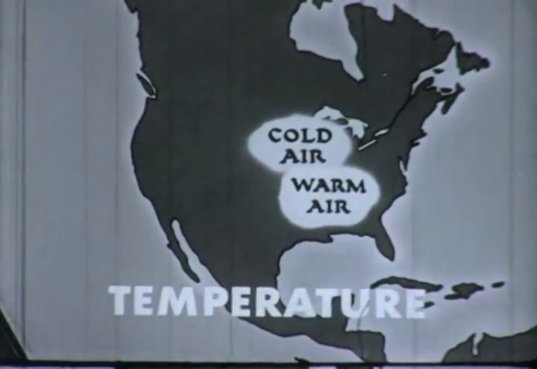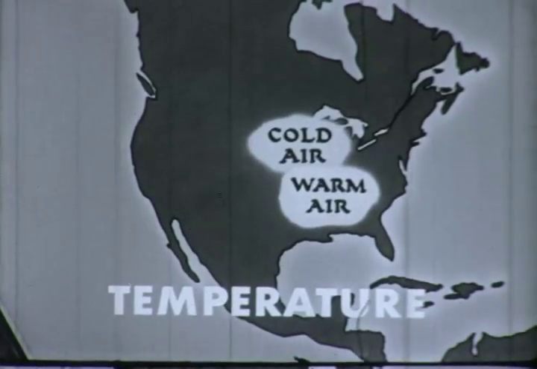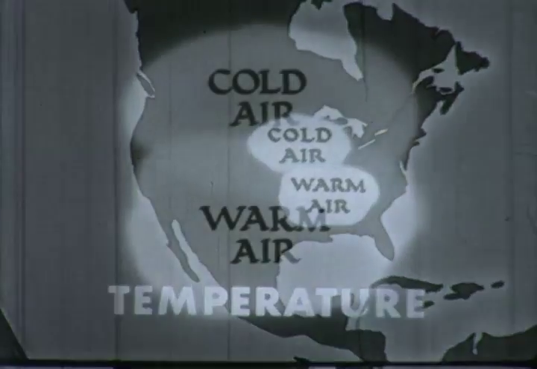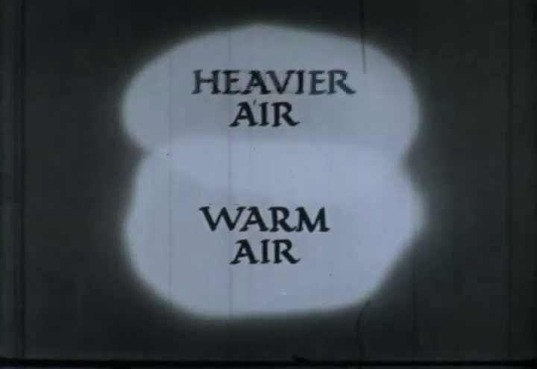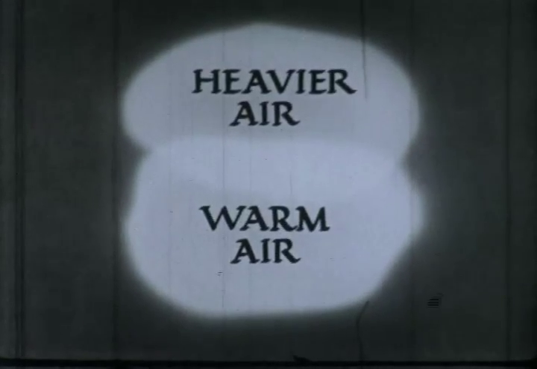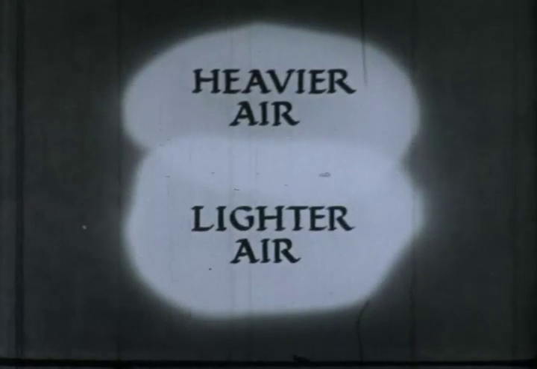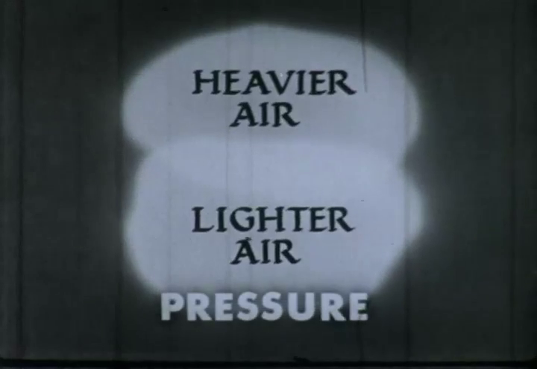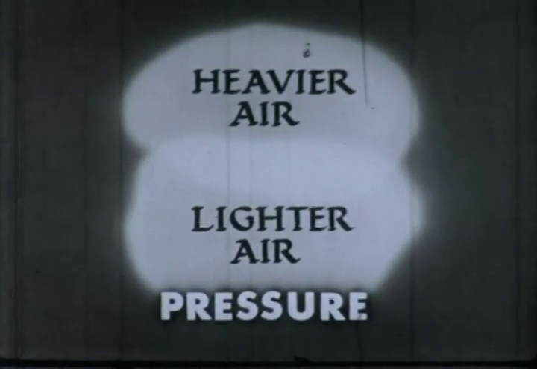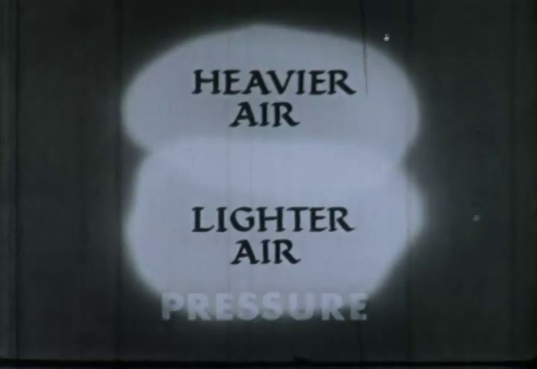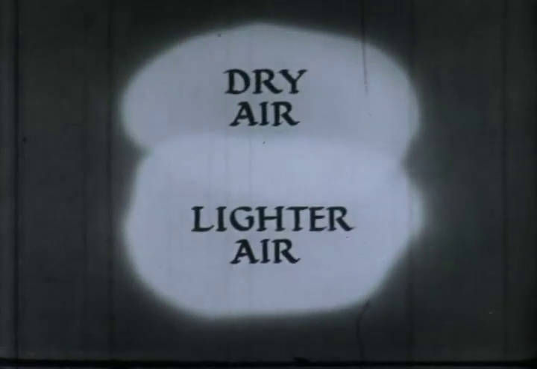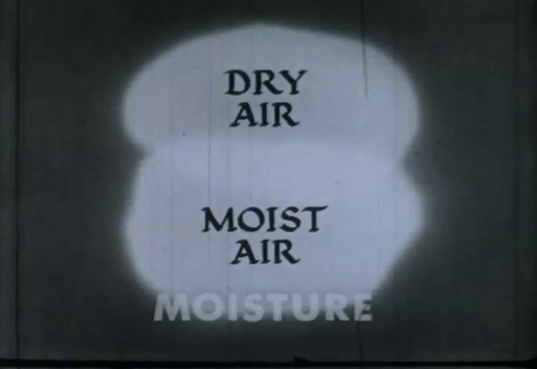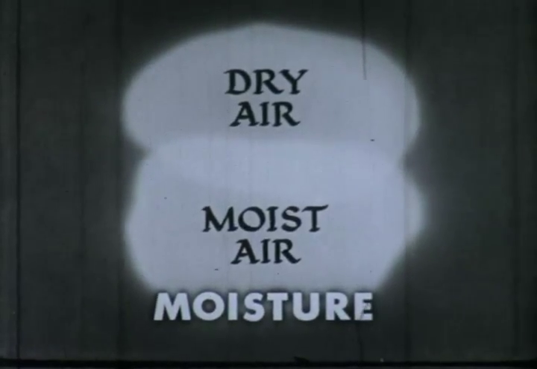The difference in temperature between the two air masses is one element that may bring about a storm. The cold air mass is dense and heavier than the surrounding air. It has greater pressure. The warm air mass is lighter than the surrounding air. It has less pressure. Difference in pressure between the two air masses is a second element that may bring about a storm. The colder, heavier air is dry, while the warmer, lighter air is more moist. The difference in the amount of moisture, or water vapor, that each air mass contains is a third element that may help to bring about a storm.